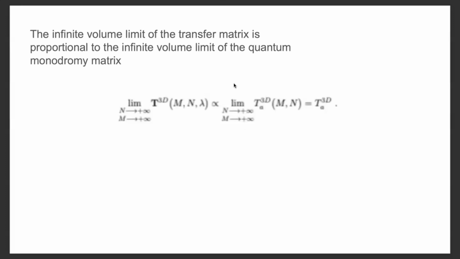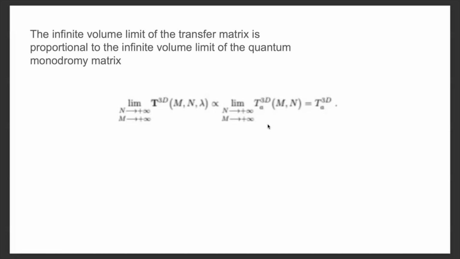And the infinite volume limit of the transfer matrix is proportional to the infinite volume limit of the quantum monodromy matrix. And this is just given by the fact that we can still take a limit as n and m tend to positive infinity. But we need to perform some additional computations or insert some additional dependencies from the three-dimensional transfer matrix to obtain the three-dimensional quantum monodromy matrix. So that allows us to feel convinced that their infinite volume limits should be proportional.